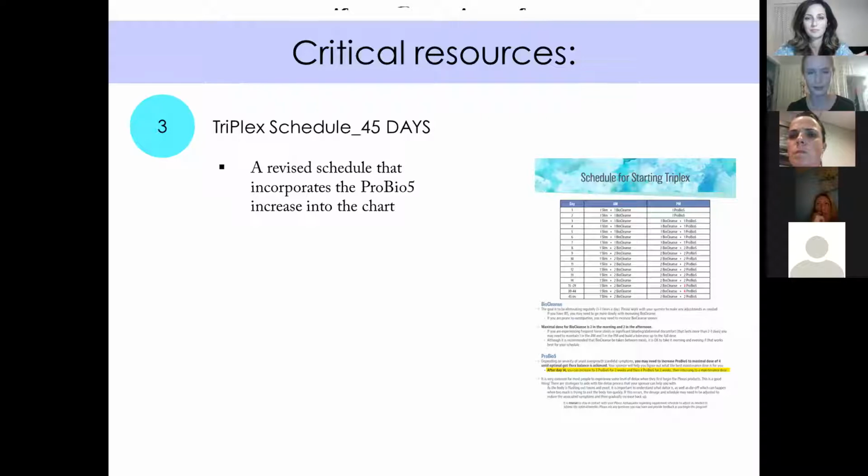The next is the triplex schedule. As you guys know, for the most part, 9 out of 10 people, the right fit for starting on products is going to be the triplex. So this schedule provides how to start the products and all of the key important information that you need when you're starting them.